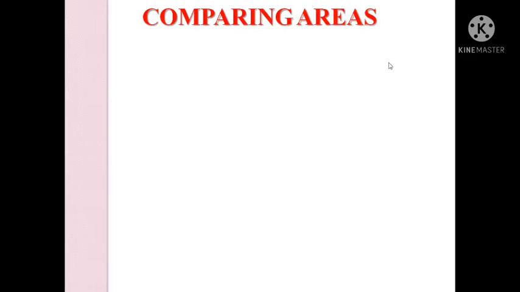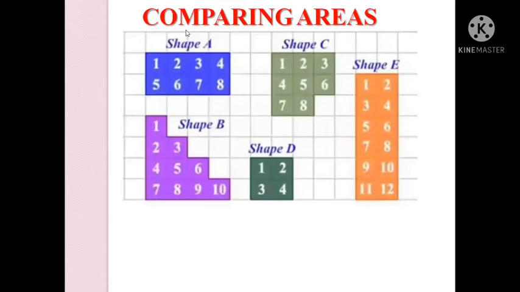Now we are going to learn how to compare the areas of given shapes. See that here shapes are given. Each and every shape's area is given. We have to count. So what is the area of shape A? 1, 2, 3, 4, 5, 6, 7, 8. 8 squares. What is the area of shape B? 1, 2, 3, 4, 5, 6, 7, 8, 9, 10. 10 squares. Like that. What is the area of shape C? It's 8 squares. Shape D is 4. Shape E is 12.